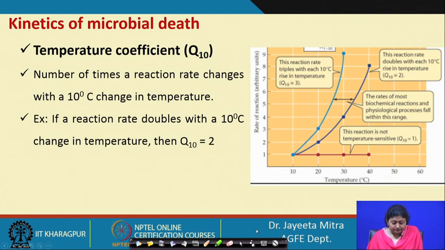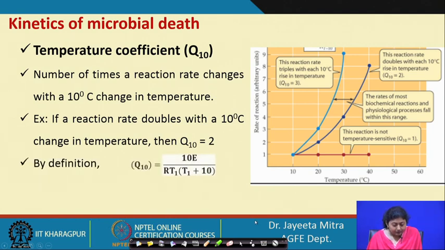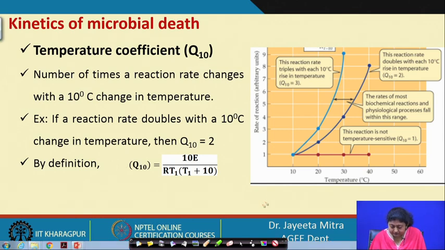Okay. So, if the reaction rate doubles with a 10 degree rise, then the Q10 will be 2. So, Q10 by definition we can write, where we have taken previously this equation as K2 by K1 that is equal to e to the power Ea by R into (T2 minus T1) by T1 T2. So, now if we consider this as Q10, so this will become Q10.